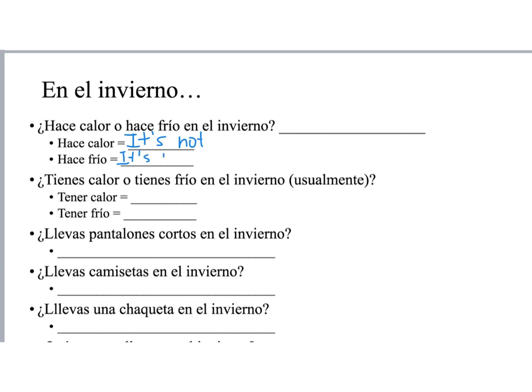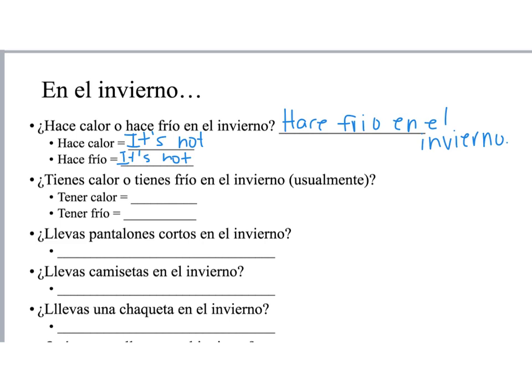So we want to think about the winter. If you ask this in a question, hace calor o hace frío, you're asking, is it hot or is it cold? ¿Hace calor o hace frío en el invierno? We'll write your answer there. Hopefully you're going to say, hace frío. Definitely here in Indiana. Hace frío en el invierno. Okay? Now let's look at the next question.